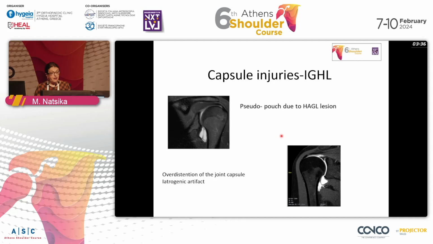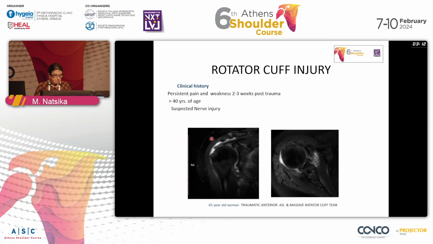Sometimes we can have pitfalls when we overdistend the joint during the MR arthrography, or sometimes we have a pseudo pouch that we think is normal, but it's not normal because it's a HAGL lesion that has adhesions with the humeral head.